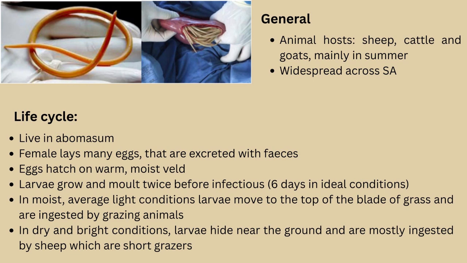Larvae grow and molt twice before becoming infectious, 6 days in ideal conditions. In moist, average light conditions, larvae move to the top of the blade of grass and are ingested by grazing animals. In dry and bright conditions, larvae hide near the ground and are mostly ingested by sheep, which are short grazers.